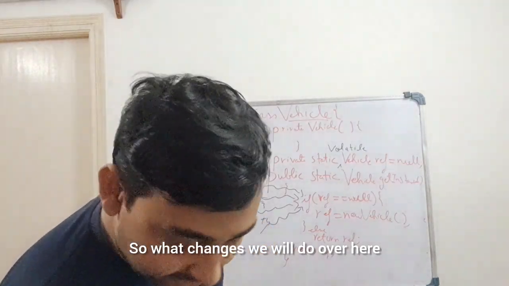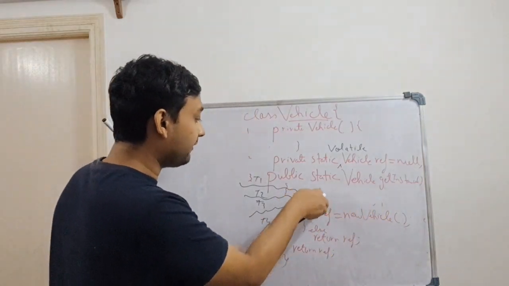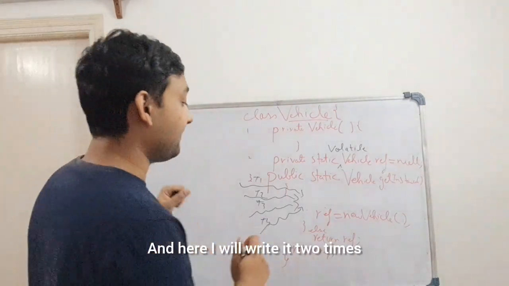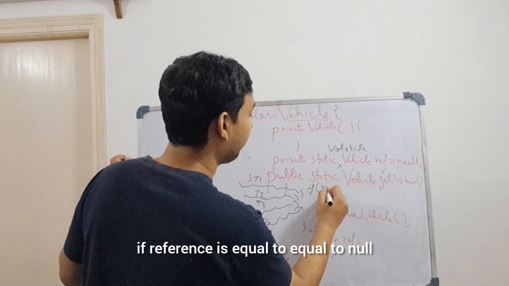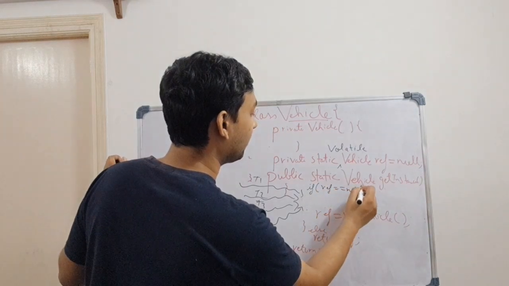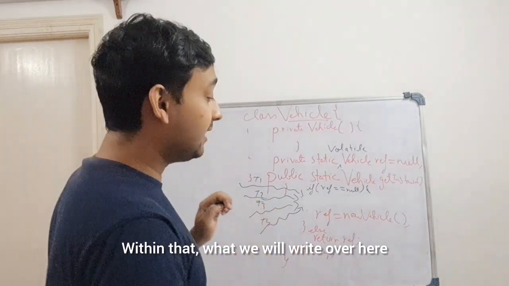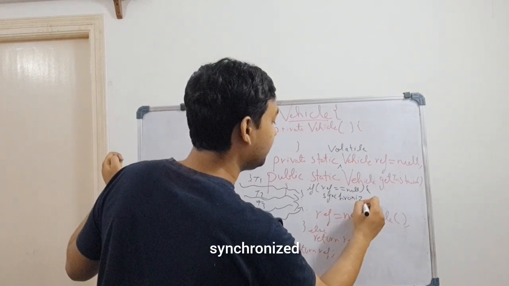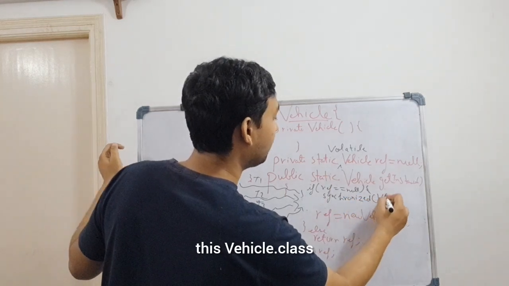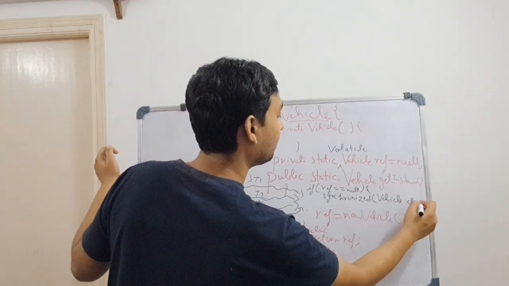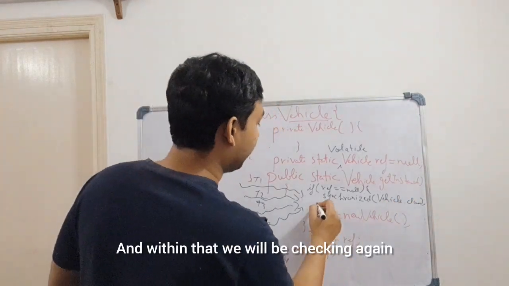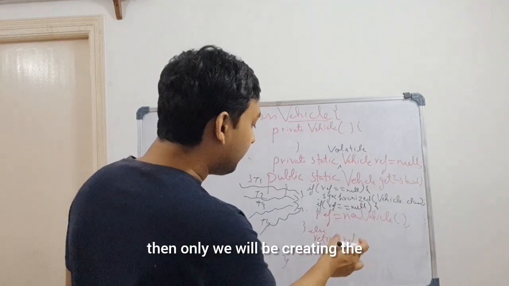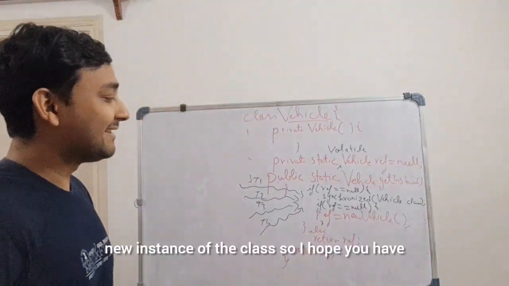So what changes will we do over here? We will remove this part, and here I will write it 2 times. Let's see how. So we will write if reference is equal to null. Within that, we will be doing synchronized on Vehicle.class. And within that we will check again if reference is equal to null, then only we will create the new instance of the class.